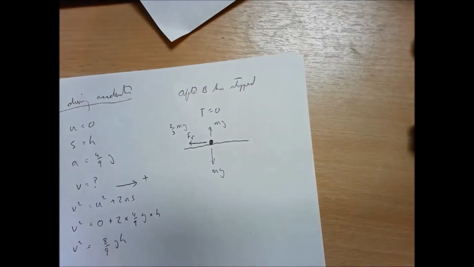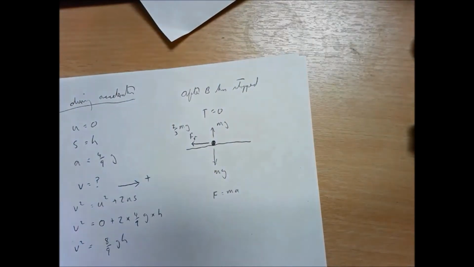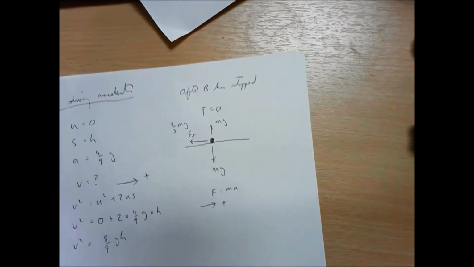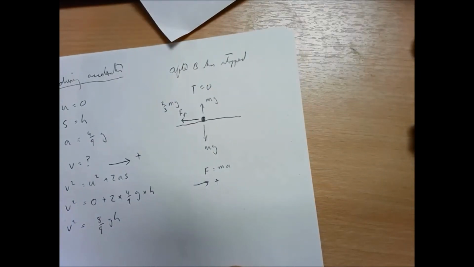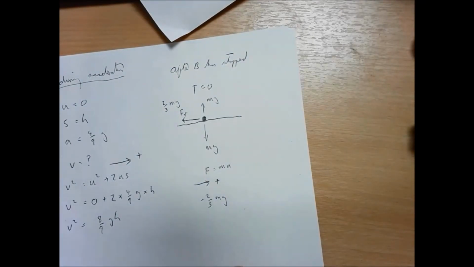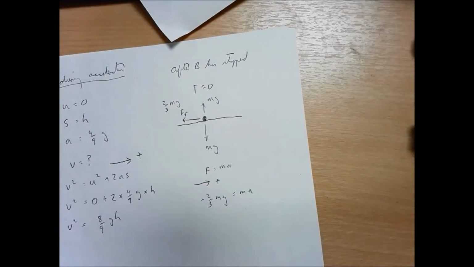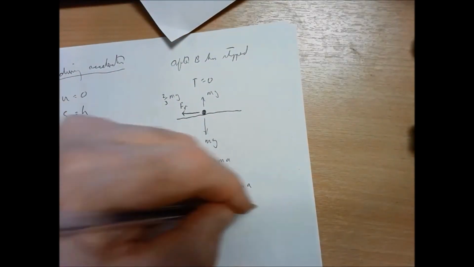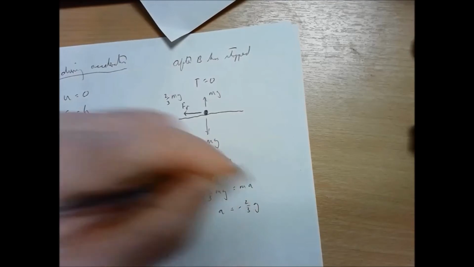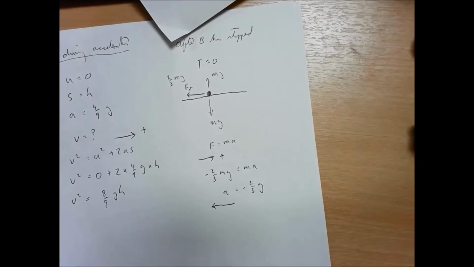Okay, so once the tension has stopped, the particle is going to start to slow down. We need to find out what that acceleration is, and we're going to use F equals ma, and I'm going to say that way is positive. So what have I got? I've got minus 2/3 mg, that's the only horizontal force acting on it, equals ma. And so A equals minus 2/3 g. It's negative, so that tells you the acceleration is acting in that direction.